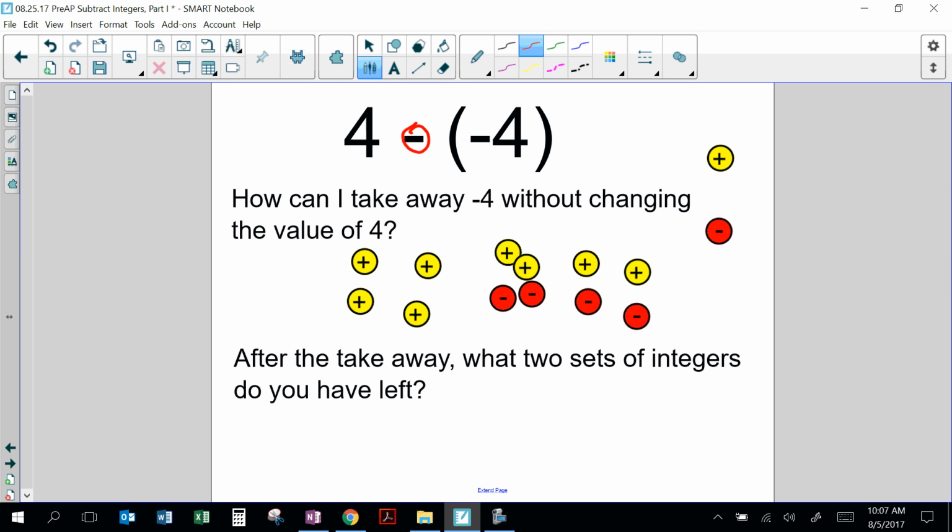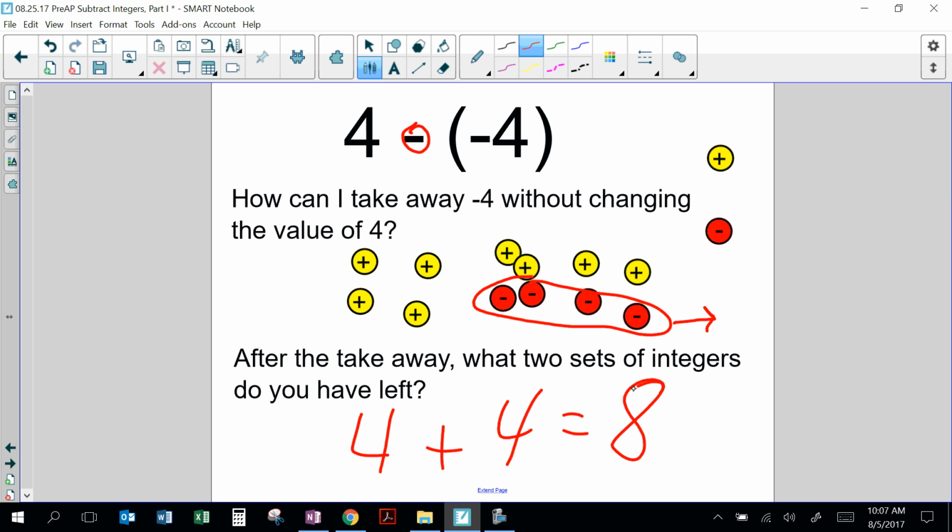Now can I take away negative 4? Goodbye. So what 2 sets of numbers do you have? I started with a 4. I ended up with 4. And it is equal to 8. 4 minus negative 4 is equal to 8.